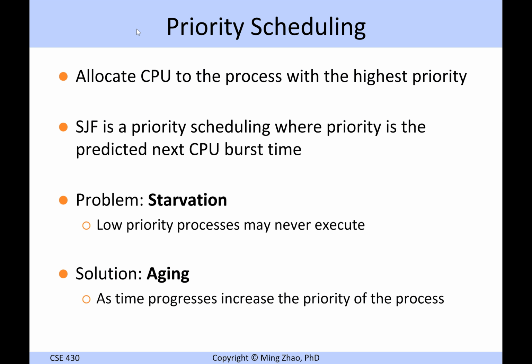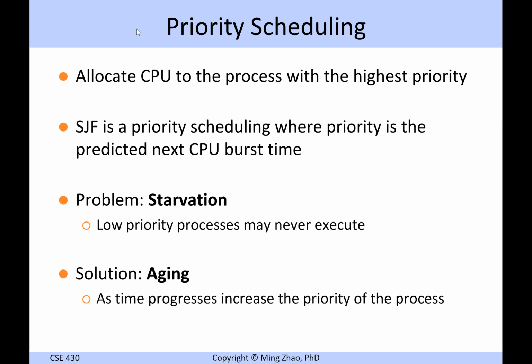And we can actually use priority scheduling to implement the scheduling algorithms we just discussed: first come, first serve, and shortest job first. For example, we can consider shortest job first as priority scheduling, where we set the priority based on the predicted next CPU burst time. The shorter the predicted CPU burst time, the higher the priority of the process. If we do it that way, then when we schedule the process with the highest priority, we are in fact scheduling the process with the shortest CPU burst time.